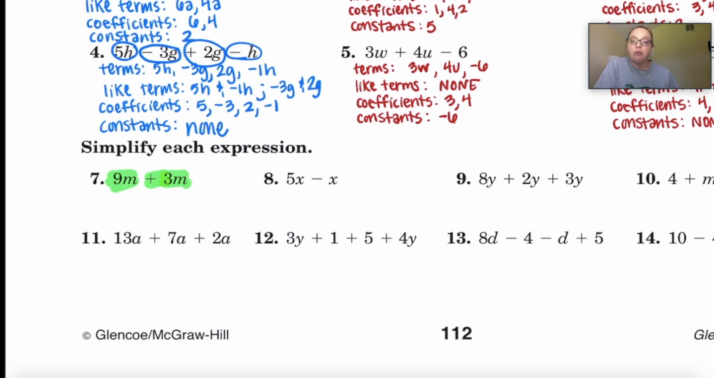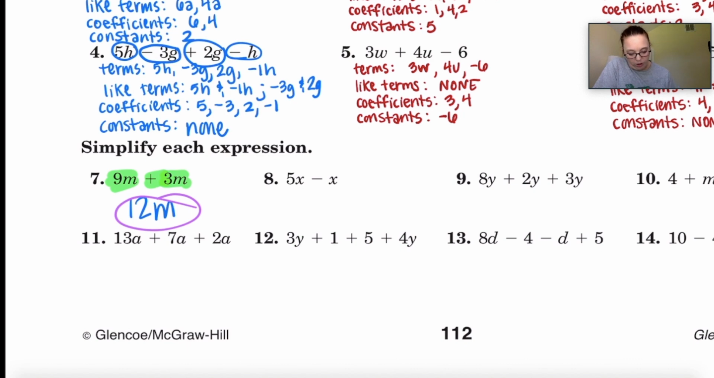So 9m plus 3m. Well, 9 plus 3 is 12, so that's going to give me 12m. So the solution here, or the answer here, is going to be 12m. Okay, so I just circled that. Let's look at number, we'll go to number 8.